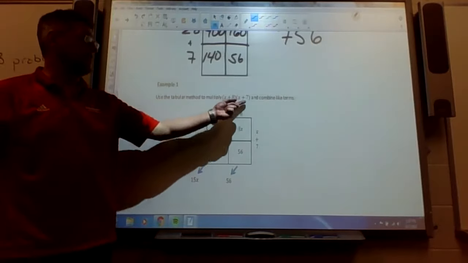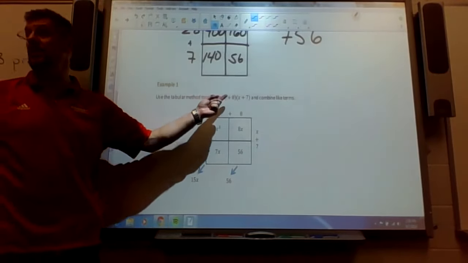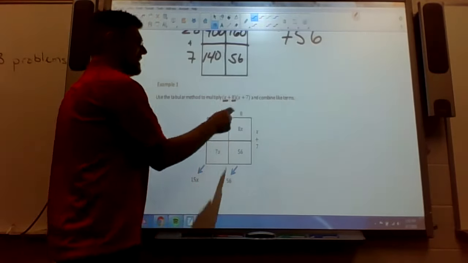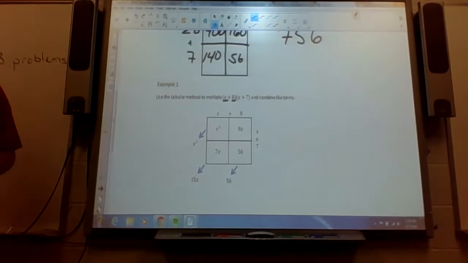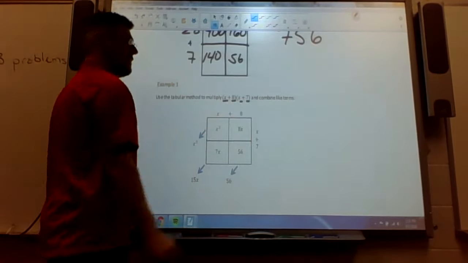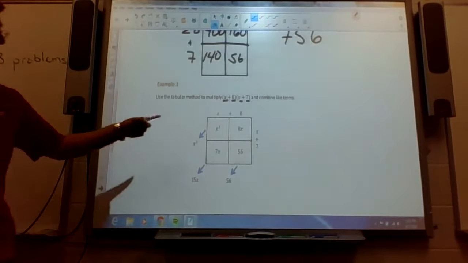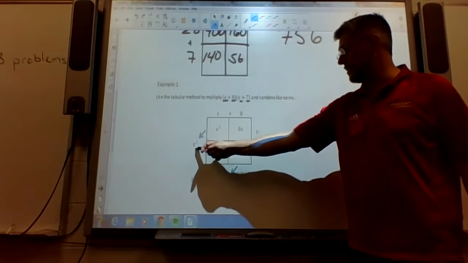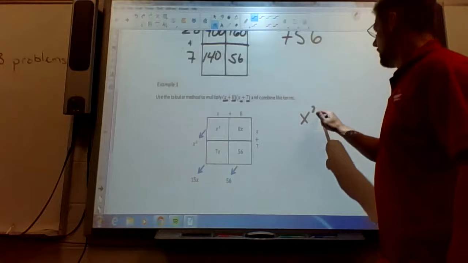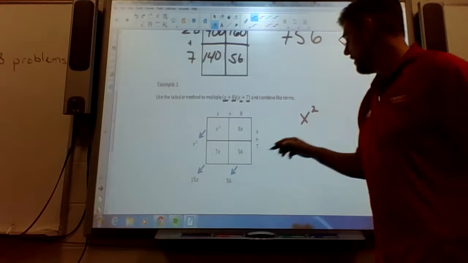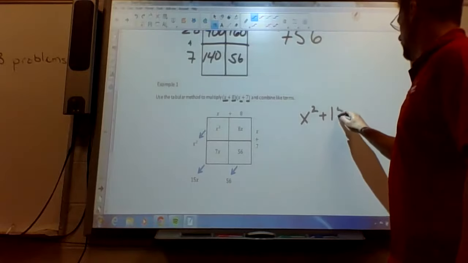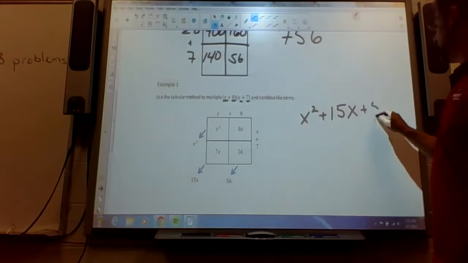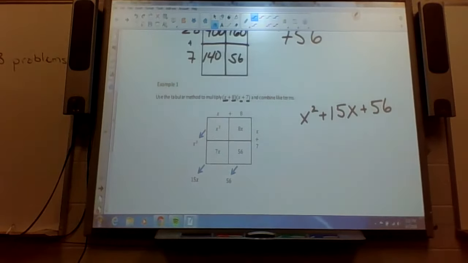So the product of these two binomials, why is it called a binomial? Because I got two terms, right? The x is a term and the 8 is a term. So that's a binomial, as is x and 7. That's a binomial. But when I multiply them together, I get what? I get x squared. The sum of 8x and 7x is positive 15x. And then I got just 1 plus 56.